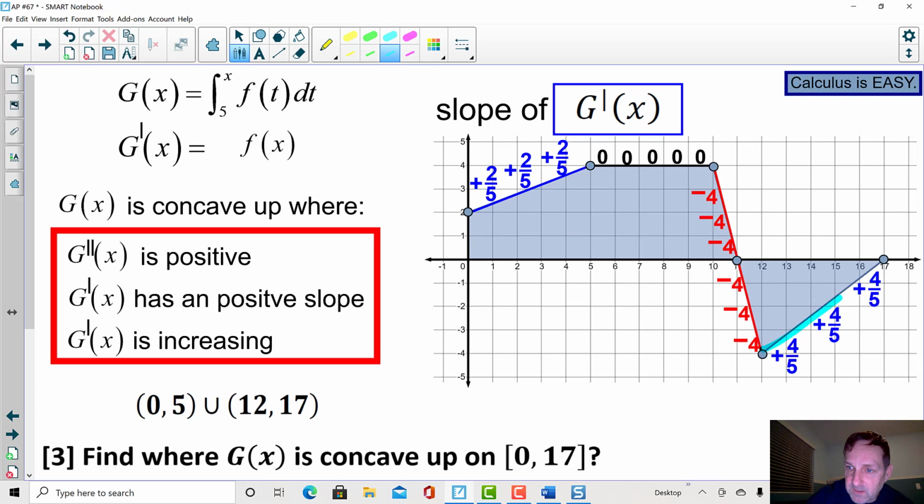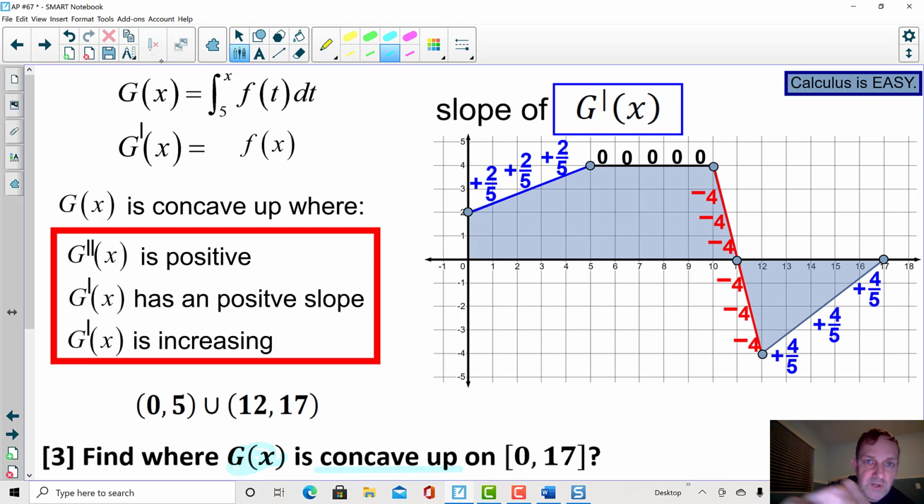And then this last line over here, you can count the slope. We go up 4, and then we go right 5. So the slope is going to be 4/5, but it's positive. So that means g double prime is going to equal positive 4/5 on that interval from x equals 12 to x equals 17. Again, when your second derivative is positive, your original function is going to be concave up.